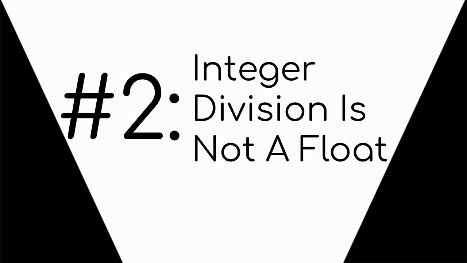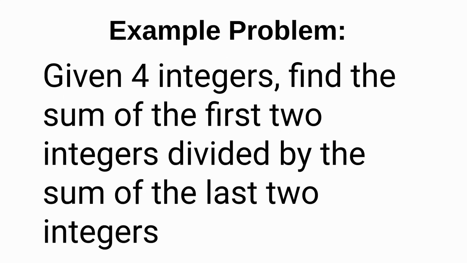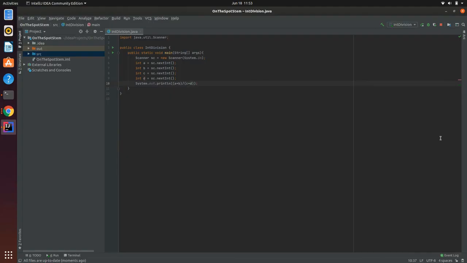The second really common error is that integer division is not a float. And to really see this at play, we'll be using this following example problem. Given 4 integers, find the sum of the first 2 integers divided by the sum of the last 2 integers. Now let's take a look at this problem. As you can see, I've stored A, B, C, and D as integers, like the problem stated, and I'm simply printing out the value of A plus B divided by C plus D. So let's take a look at what that actually does for us.